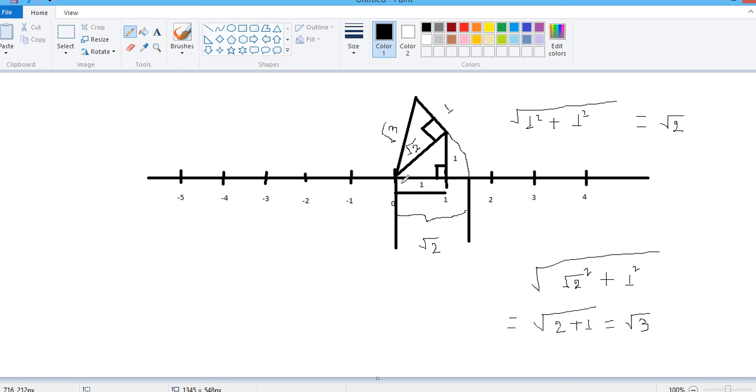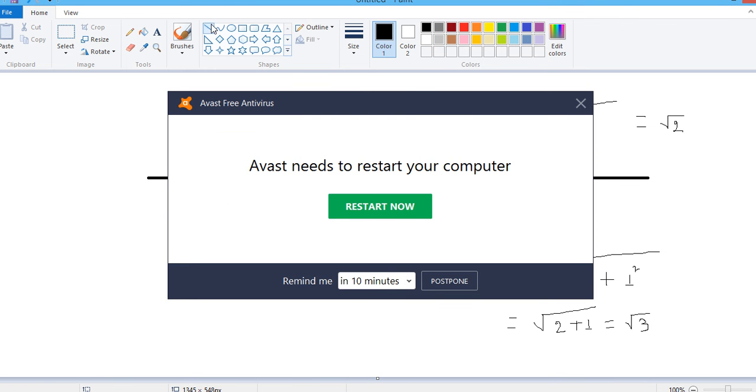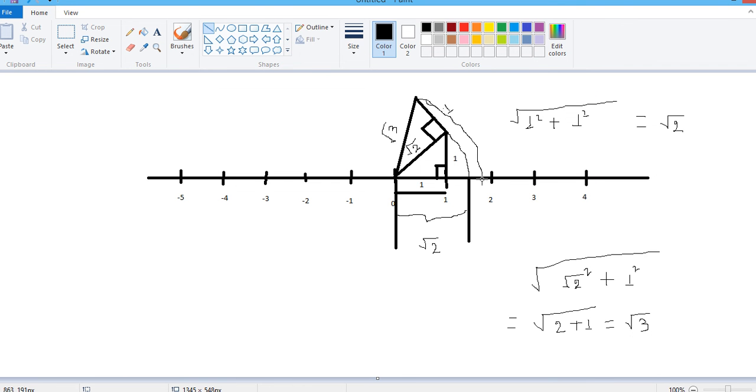Now you can take a compass from here to here and represent it from here. You can draw with the compass up to here. It will come like this. So if you draw the compass like this, this length is the value of root 3. And this is root 3.